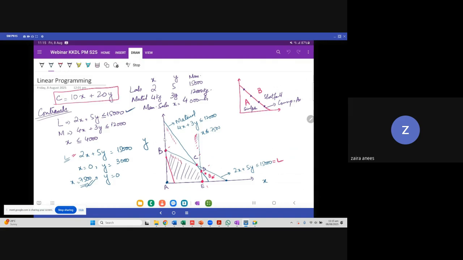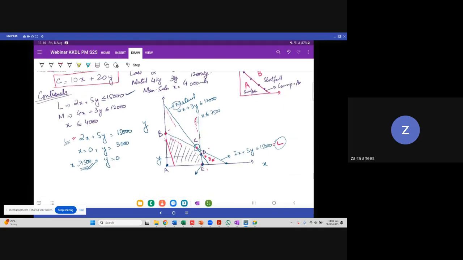At point D, what is the value of X? This is the value of X, whatever the value is, and technically this is the value of y, but instead of calculating it like this, we generally solve the equations. So let's suppose C is the solution. C is made from 2 lines: the first line is labor and the second line is material. We put these two equations together and solve them in order to get the point, right? That's basically how we come up with the solution.